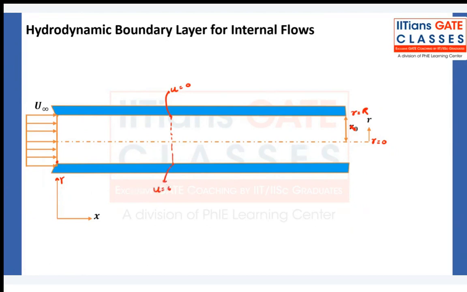Of course, velocity will be 0 here, and of course, velocity will be 0 here. But as soon as it goes a little down, velocity is going to increase a little bit. Then it is further going to increase a little bit. Then again, it is going to increase a little bit more.